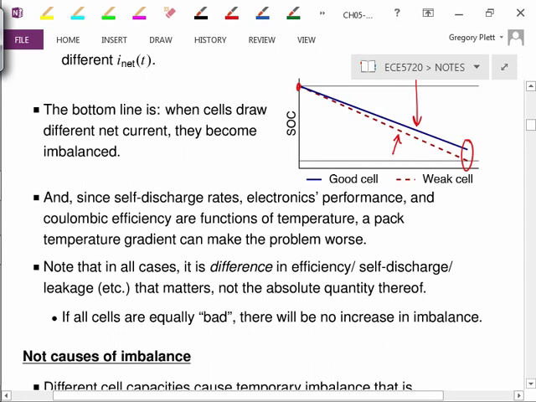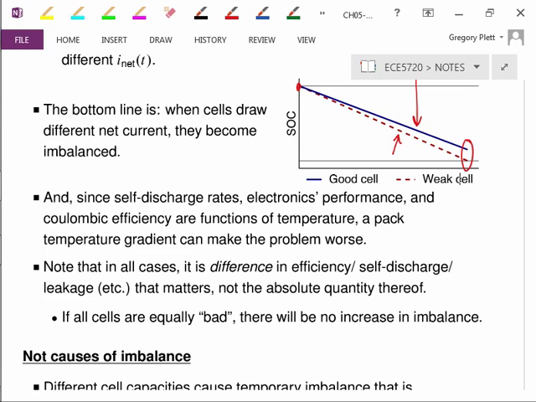So what about temperature? Well, temperature plays a role because the self-discharge rates and the electronics performance and the coulombic efficiencies are all functions of temperature. So a battery pack that has a temperature gradient, in other words, it has low temperatures in one place and higher temperatures in another place, can make the problem worse because of it. The temperature difference really amplifies a problem that's already existing. But in any case, in all of the cases, it's a difference in efficiency or self-discharge or leakage that matters. It's not the absolute quantity.